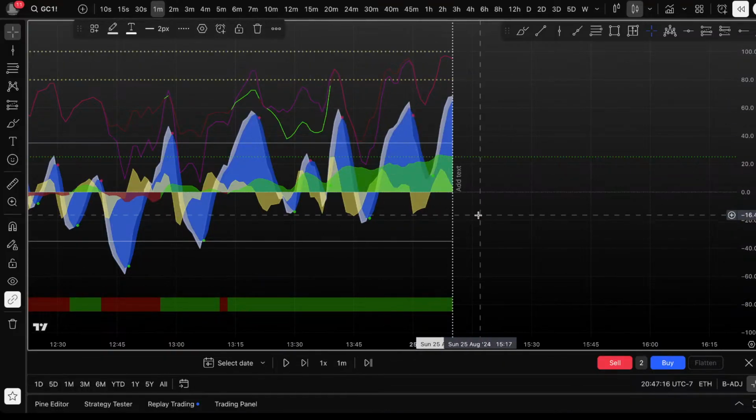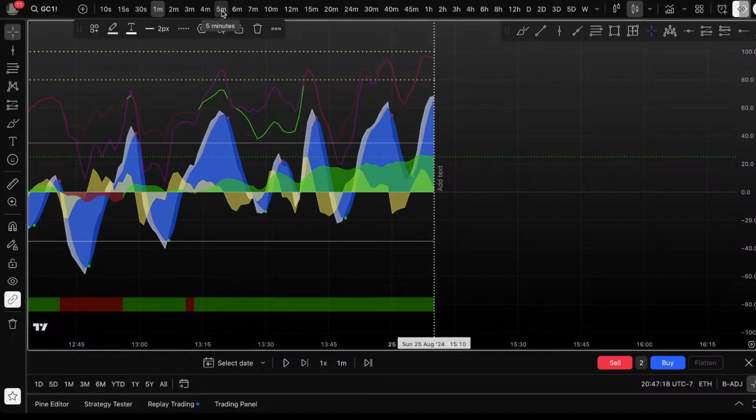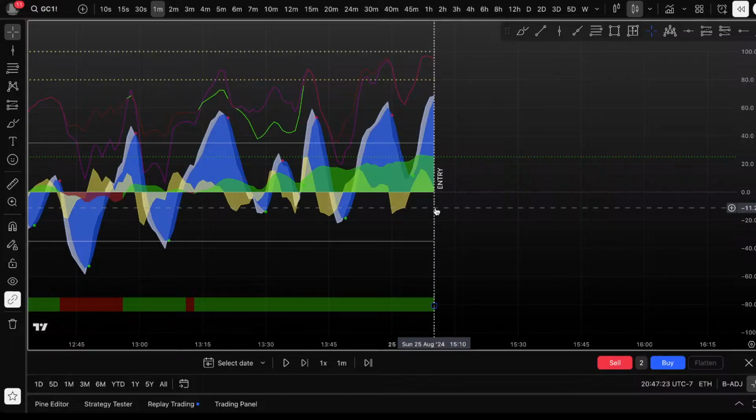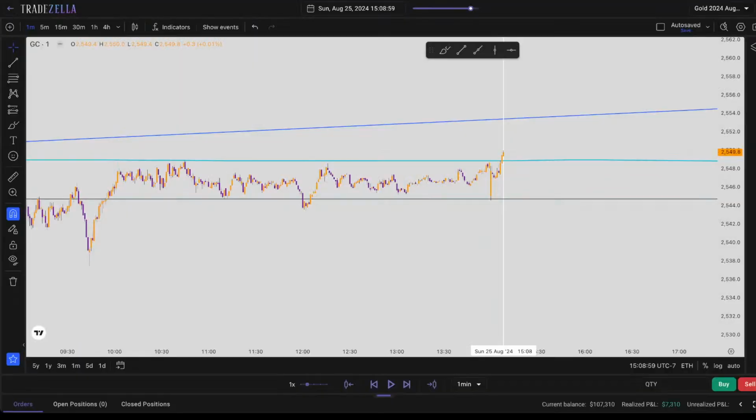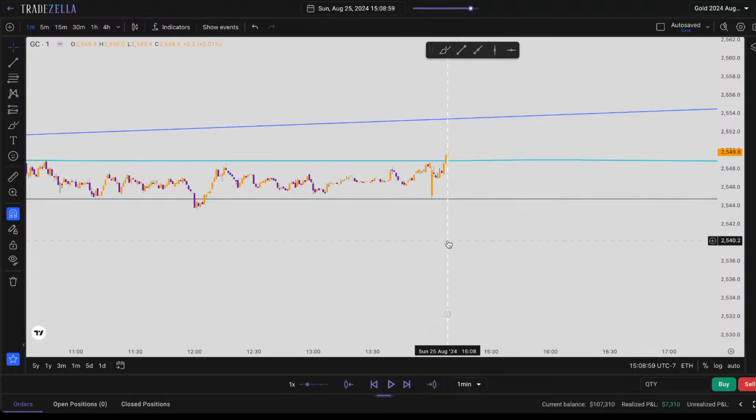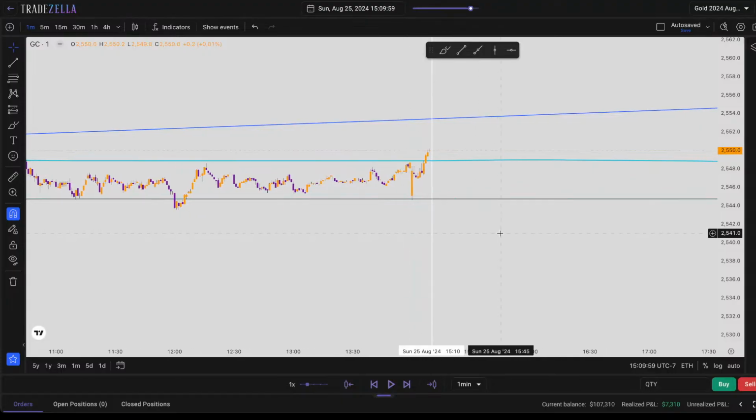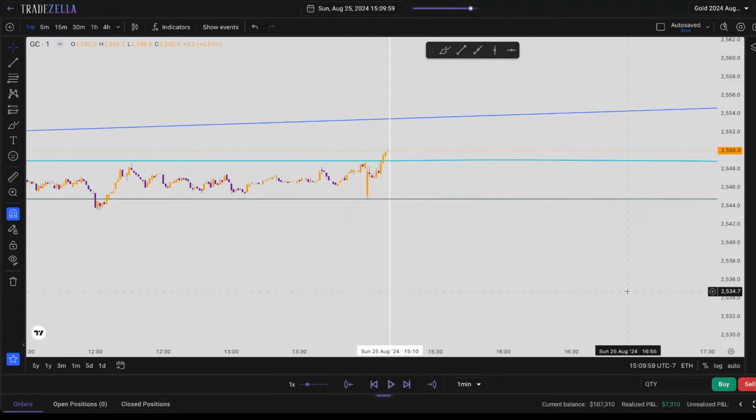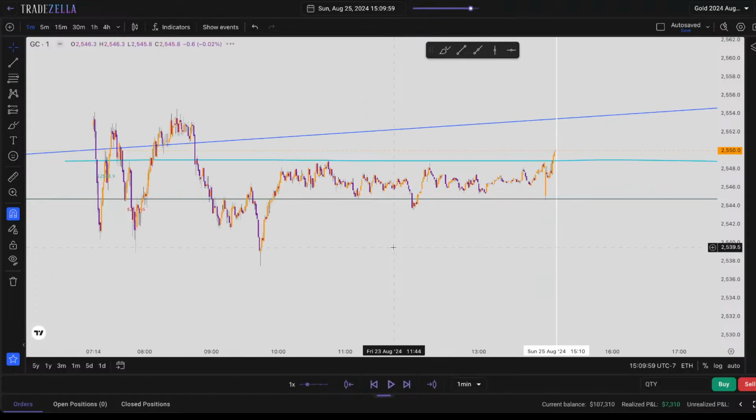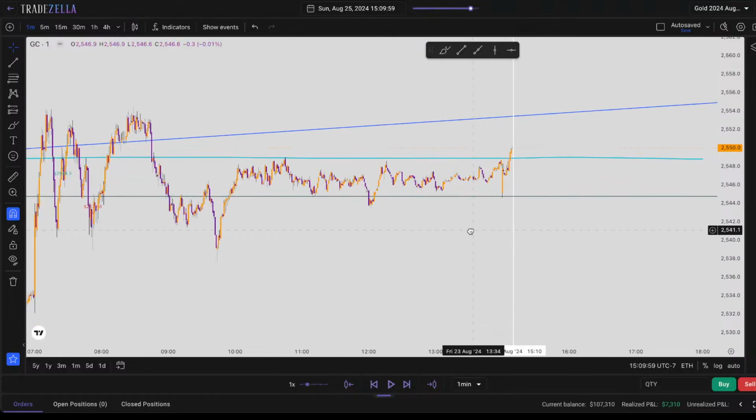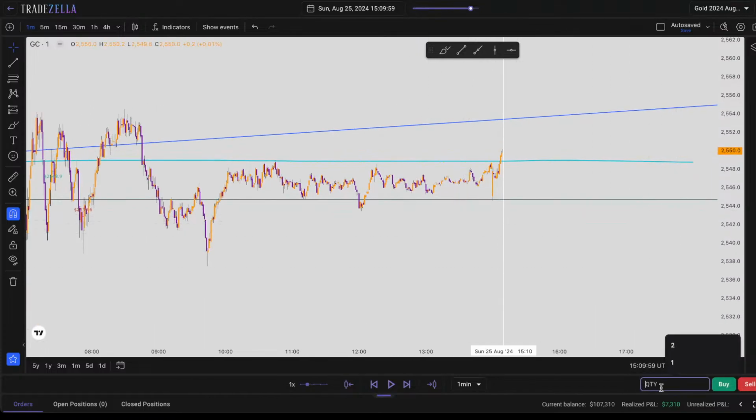All right. So, what is this? 1510. 1510. It's just 2 minutes later. Right there. We're buying 2 contracts.